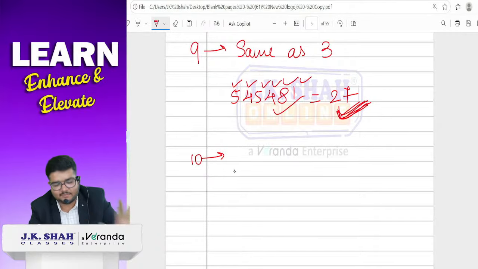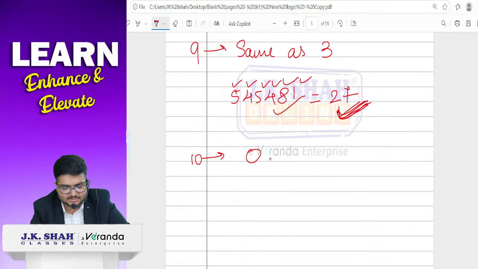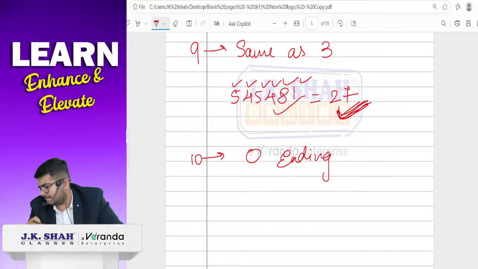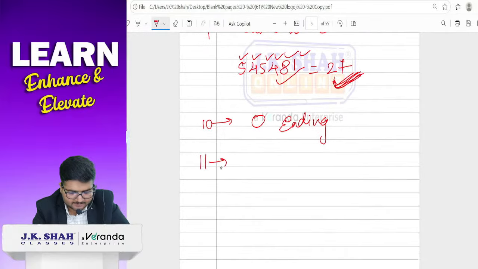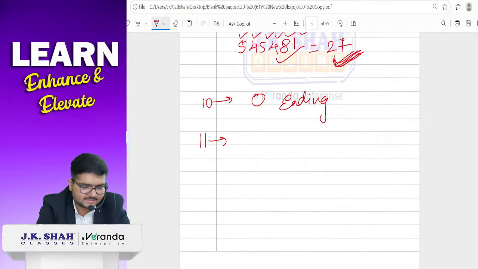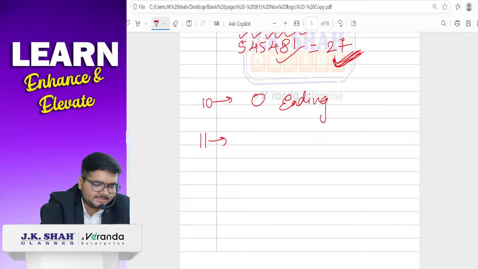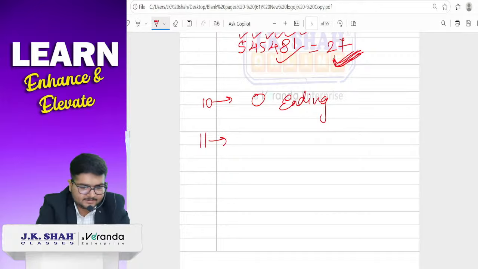What is the divisibility of 10? Any number which ends with 0 is divisible by 10. Very easy. What is the divisibility of 11? Very interesting. The divisibility rule of 11 is very interesting. Let us check what is the divisibility rule of 11.